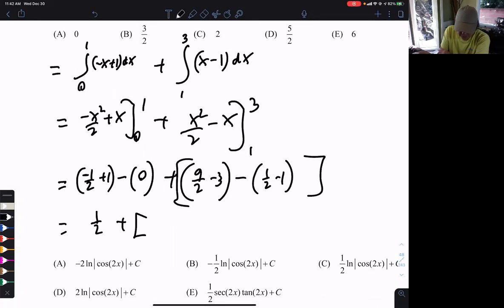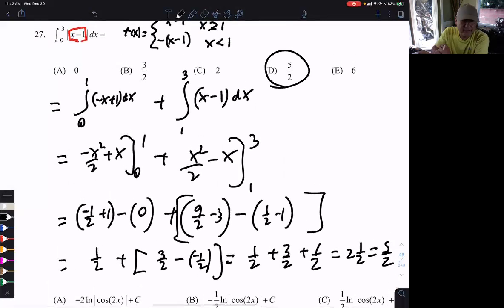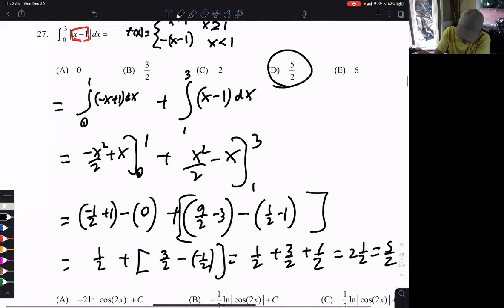That's 4.5 minus 3. That's going to be 1.5. And then 1/2 minus 1 is negative 1/2. That's going to be 1/2 plus 3/2 plus 1/2. That's going to be 2 1/2 or 5/2. Bada bing. But I'm going to show you an easier way. There's got to be an easier way.